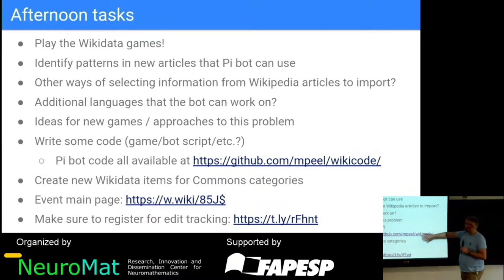Have a look at the code. You can also just have a look through Commons categories, look through monuments, the Sapala or something like that. See which ones don't have Commons infoboxes and create new Wikidata items for them.